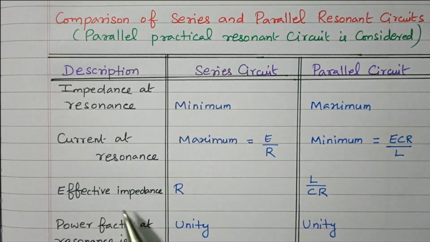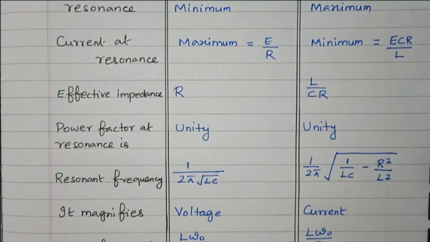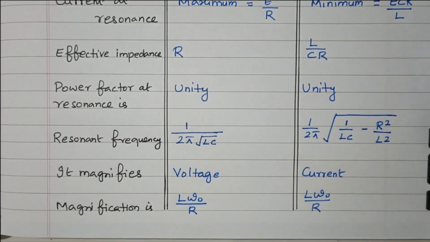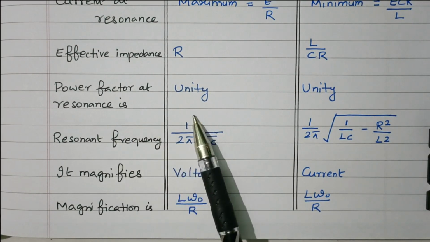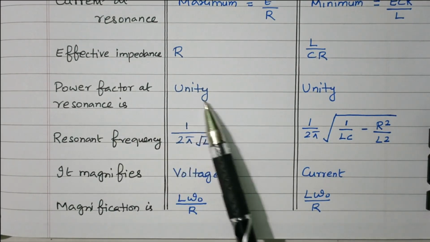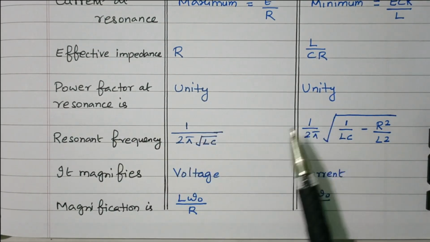Then effective impedance is R in case of series circuit. In parallel circuit, the effective impedance is L divided by C into R. The next one, power factor. Power factor at the resonance is unity in series circuit. In parallel circuit also it is unity.